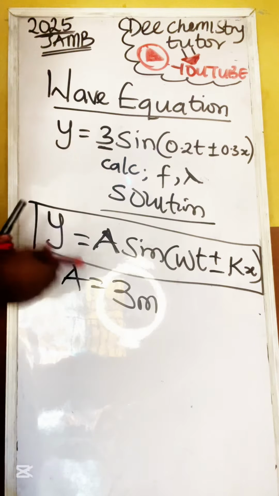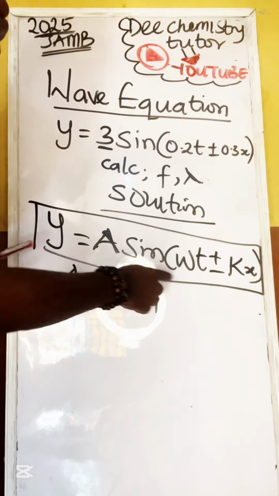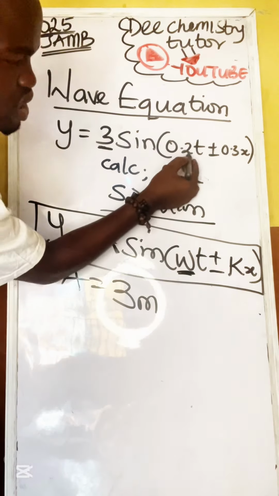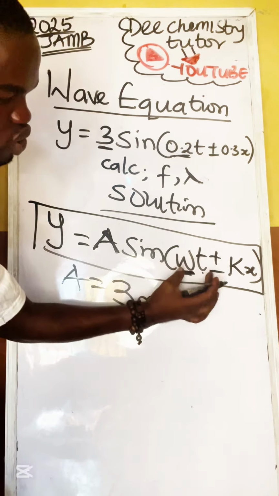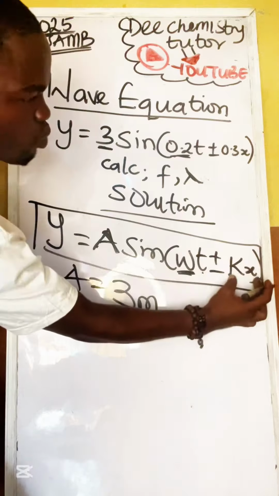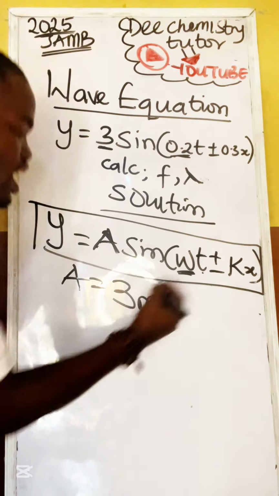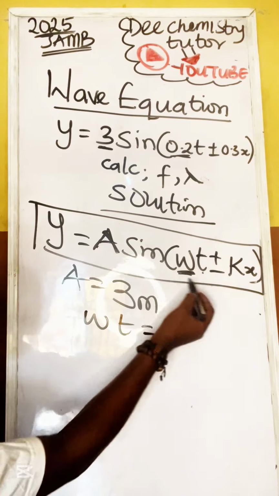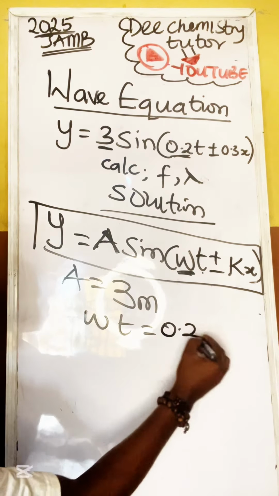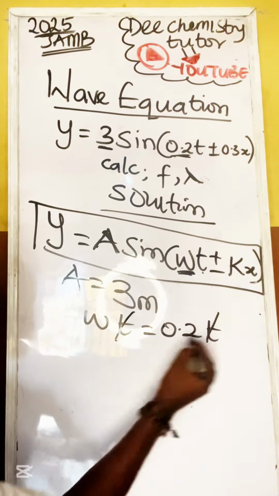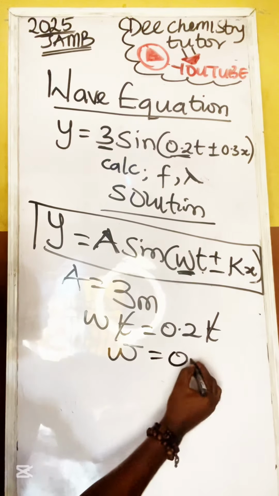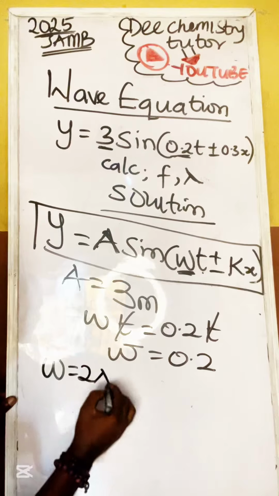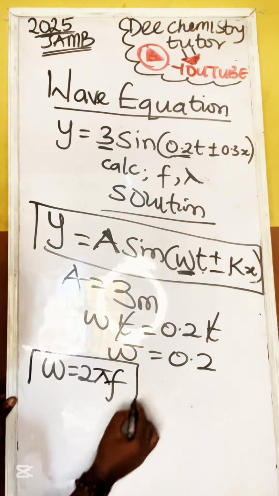Now, look at this. The problem that most people have is that they don't know what W is. Just look at it. Can't I say this W is what is here, because this is already T? Just comparing this to this, I can say Wt is the same thing as 0.2T. Absolutely, T will cancel T, then W equals 0.2.